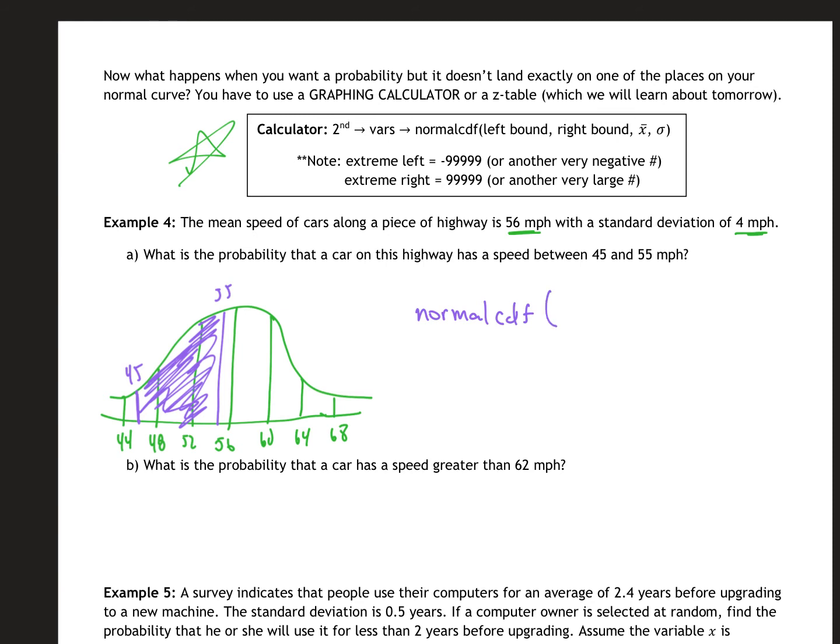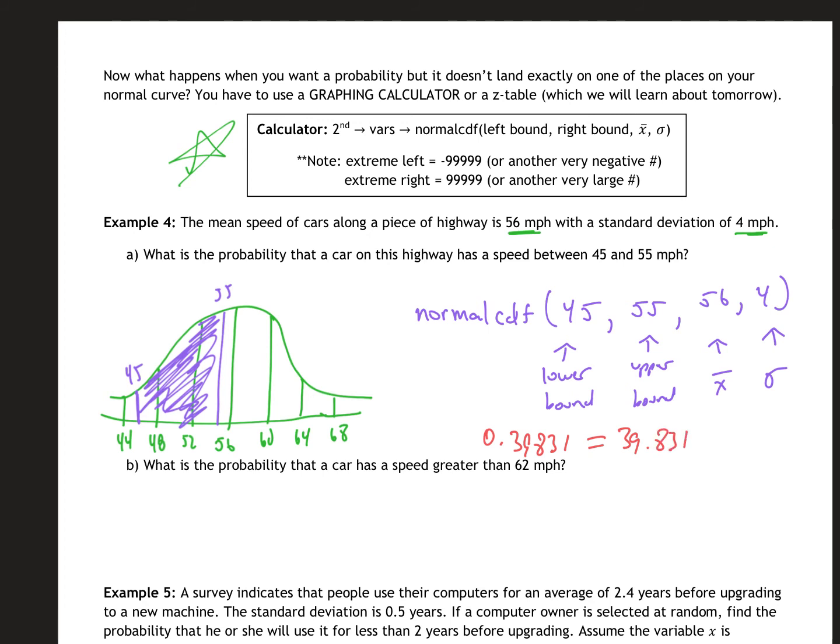If you use your calculator, I wanna see this written out so I can see it. So your lower bound, 45. Your upper bound, which is 55. My mean here was 56, and my standard deviation is 4. And that's exactly what I would type in the calculator. And when you do that, you get 0.39831, which is roughly 39.831%.